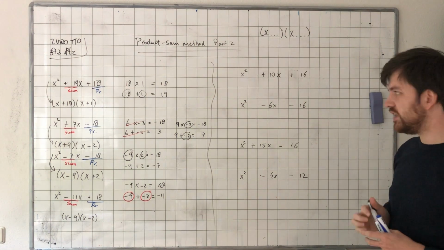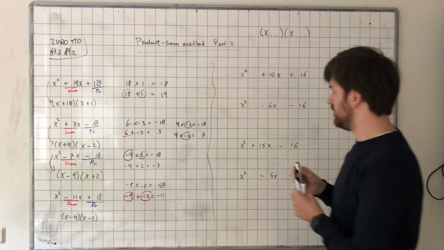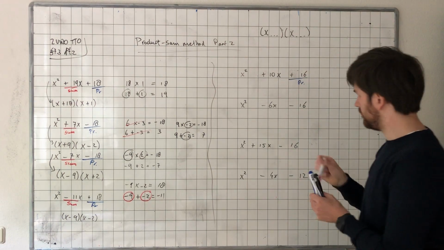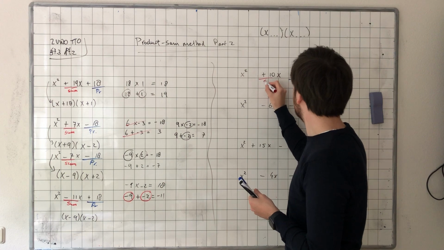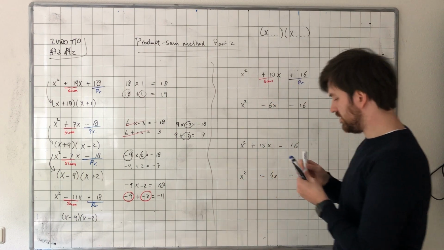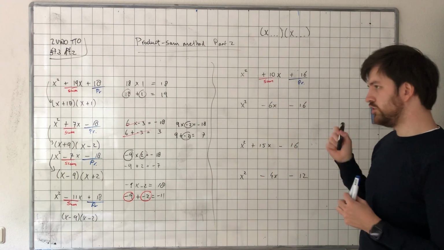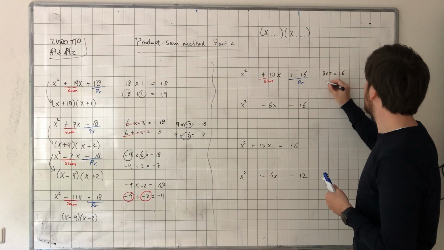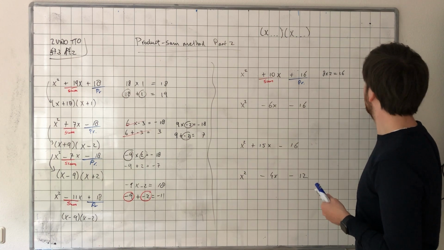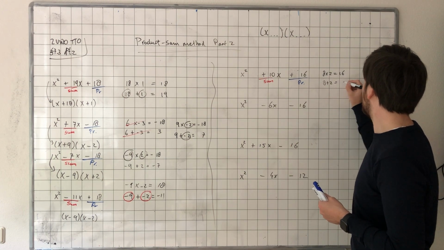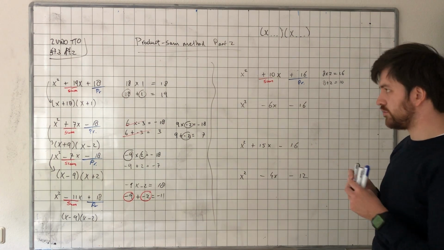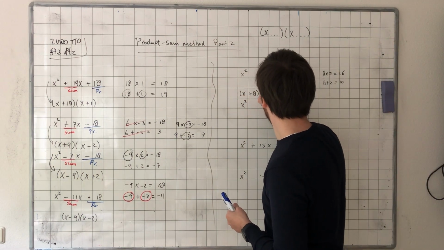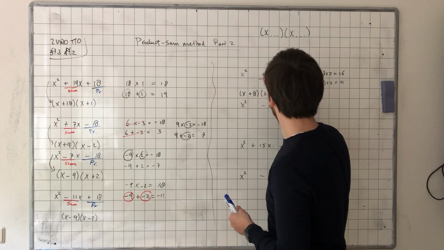The first one should have been an easy one, to be honest, by now. This is the product. This is the sum, which means that I need 2 and 8, because 8 times 2 is 16, 8 plus 2 is 10, which means 8 and 2 are the correct numbers. So I'm going to write down x plus 8 and x plus 2.